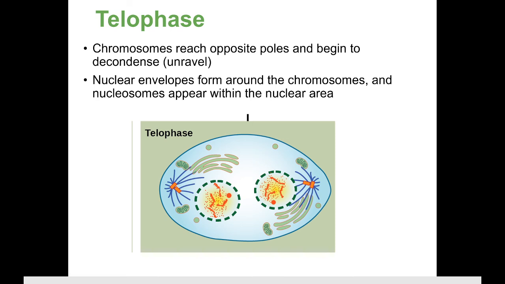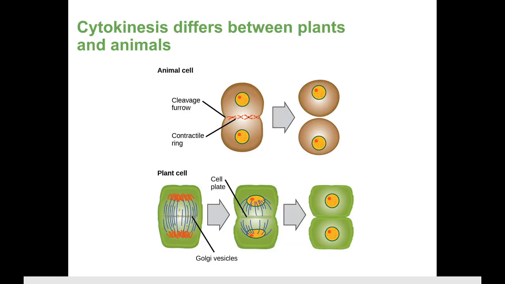You're also seeing the organelles begin to shift away from the poles and kind of fill the space around each new nucleus. So that's the 4 steps of mitosis. The last thing we're going to talk about in the cell cycle is cytokinesis, because without cytokinesis you wouldn't have two new cells. And they're different between plant cells and animal cells.